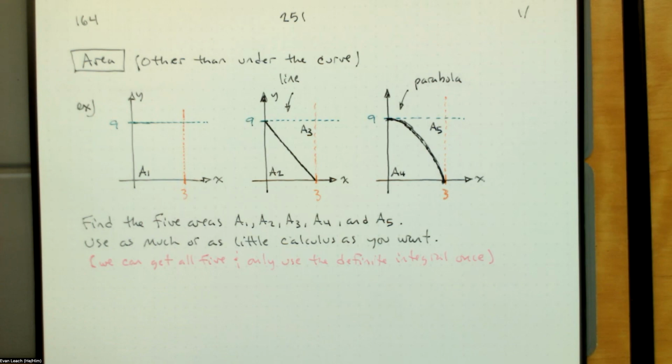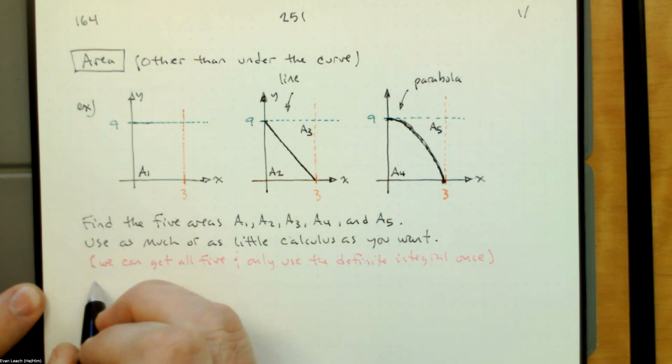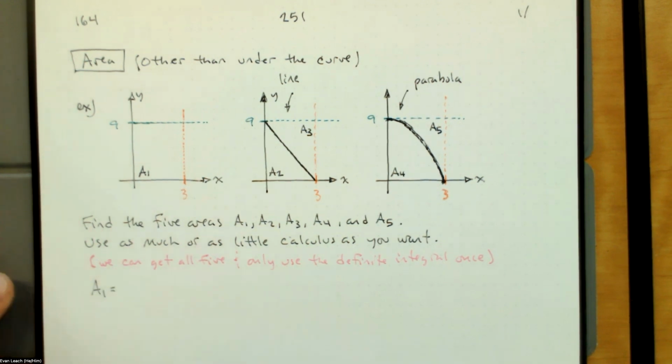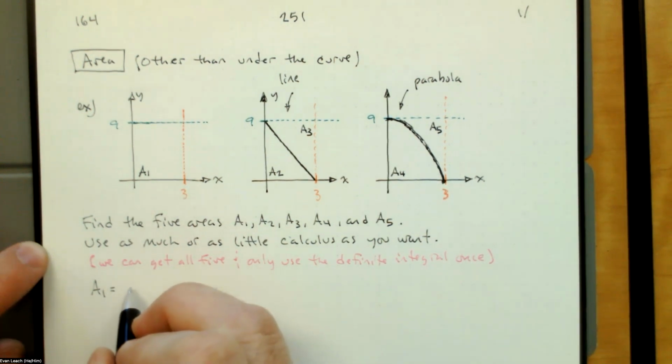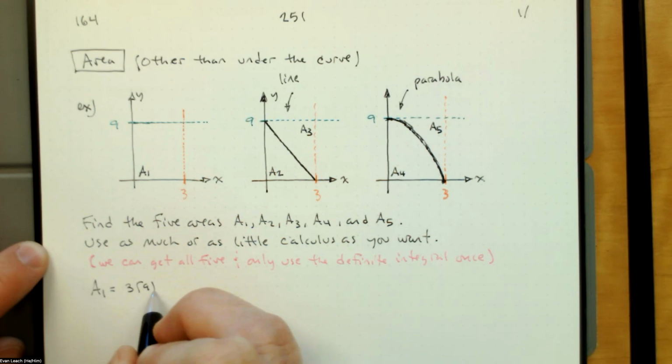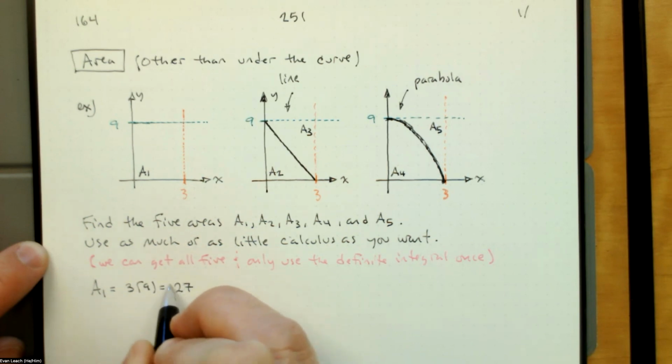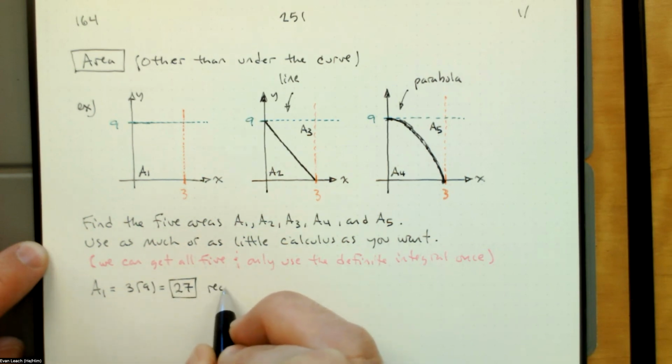All right, welcome back. Let's talk about finding each of these areas. Now, for most of these, we do not need to use anything fancy. We have shortcuts for most of these. A1, what's the area A1? It's just a rectangle. This is the only formula for area we need. So area 1 is just 3 times 9. It's a rectangle. 3 times 9 is 27.